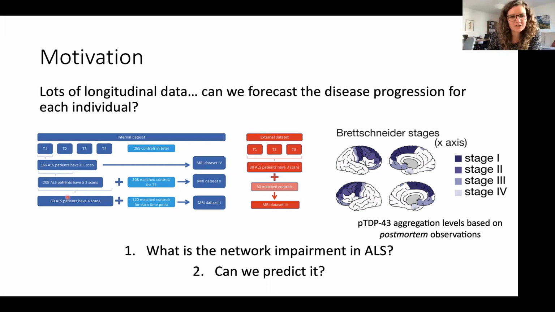And then we also have 60 patients that had 4 scans. Between each scan, there's about 6 months. So this is a 2-year interval approximately. They also included healthy controls that were age and gender matched.